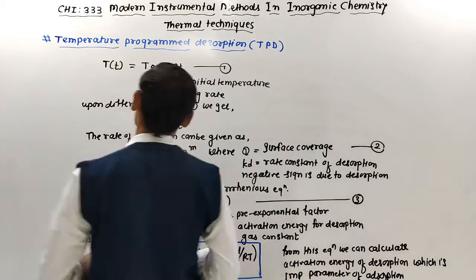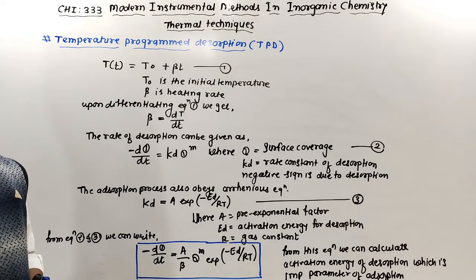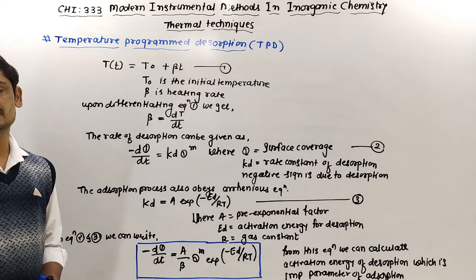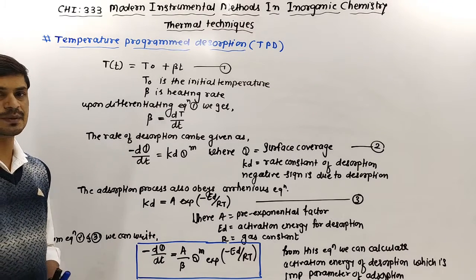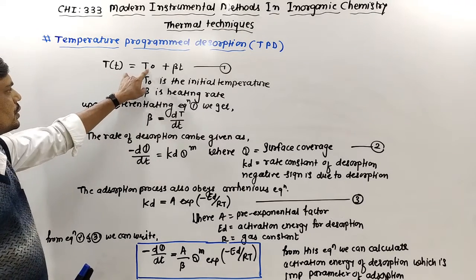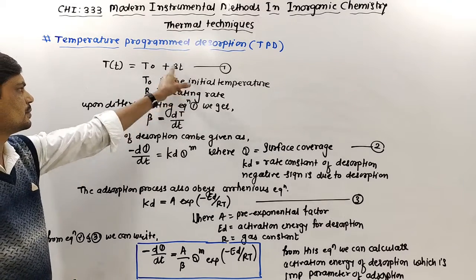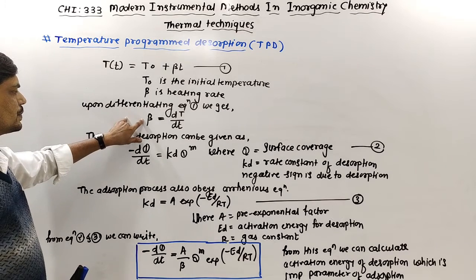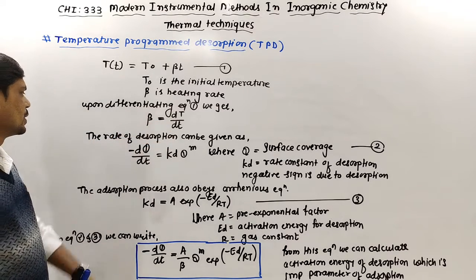So student, mind well, the experiment is carried out with a linear increase in temperature with heating rate 2 Kelvin per second to 10 Kelvin per second, or 5 degrees Celsius per minute to 10 degrees Celsius per minute, and therefore T of t is equal to T0 plus beta t. T0 is the initial temperature and beta is the heating rate. If we differentiate this equation, we get beta is equal to dT upon dt.